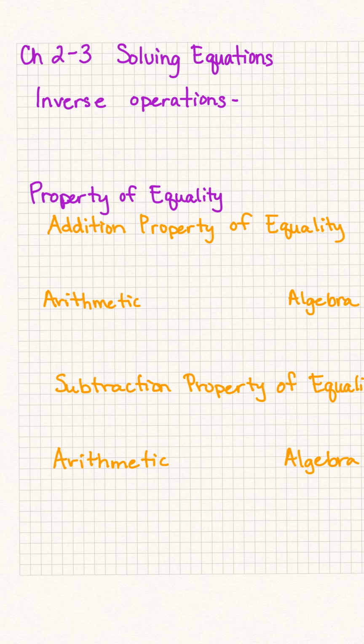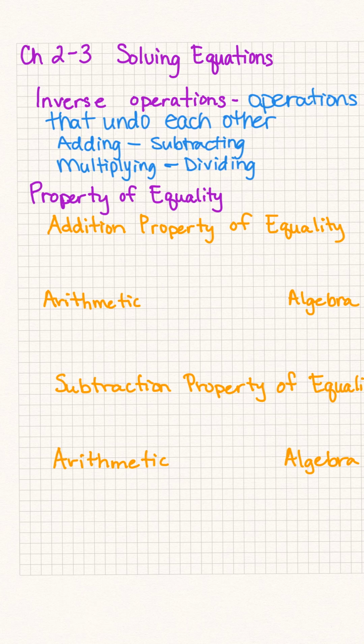For example, if you were adding, the inverse operation would be subtracting, or if you're multiplying, the inverse operation is dividing. So, properties of equality. The addition property says if you add the same value to each side of the equation, the two sides remain equal.